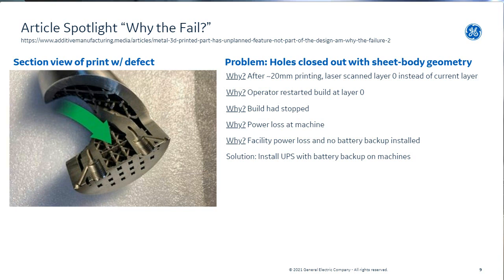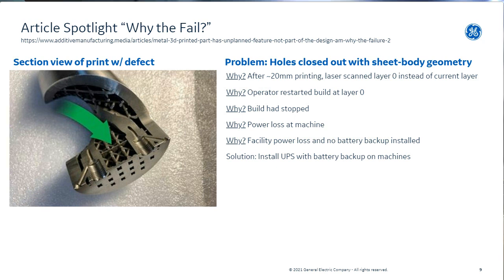And then it was finally revealed, no, actually it was because the build had stopped. Going through the Y values here, at about 20 millimeters into the part, suddenly layer 0 was scanned instead of layer 20.05 or whatever they may have been at. So, why did layer 0 just suddenly scan?